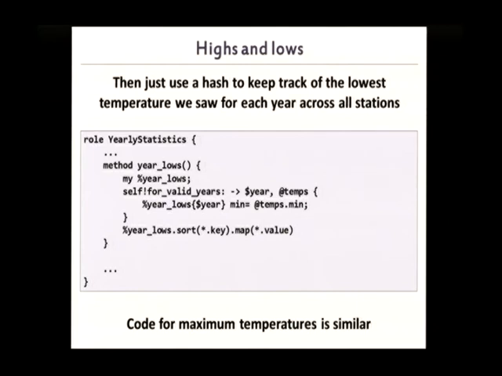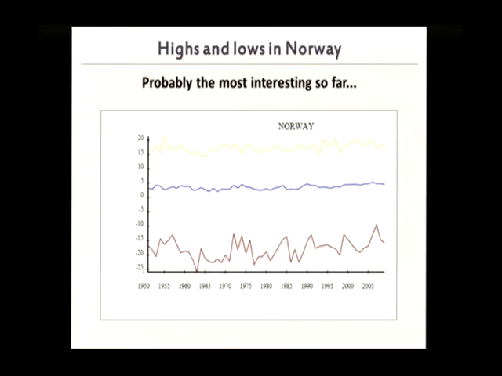to hand the years back in order, which means we take the hash and we sort the pairs from the hash by the key, that's the year, and we map out the values. Okay? And what I actually got out of this was a graph that looked like that, okay, for Norway.